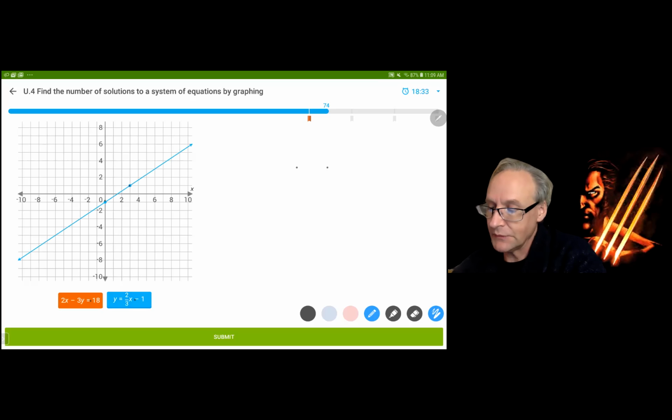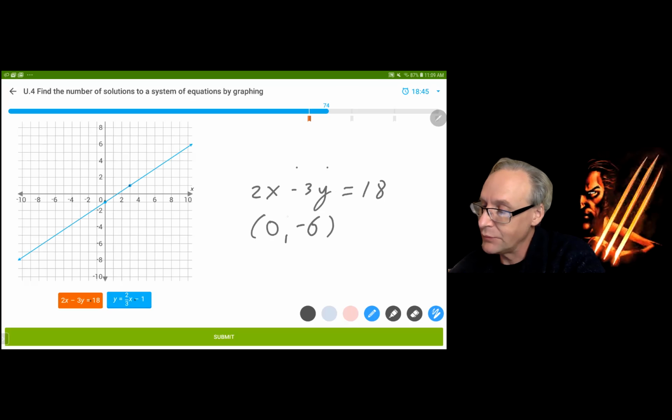For this one, I'm going to go ahead and do my intercepts and I'm just going to write them real quick. 2x minus 3y equals 18. I've got one intercept at 0, -6, and another at 9, 0. Because if I put a 0 in for x, I get a -6 for y. If I put a 0 in for y, I get a 9 for x. So 9, 0 is right there, and 0, -6 is right there.